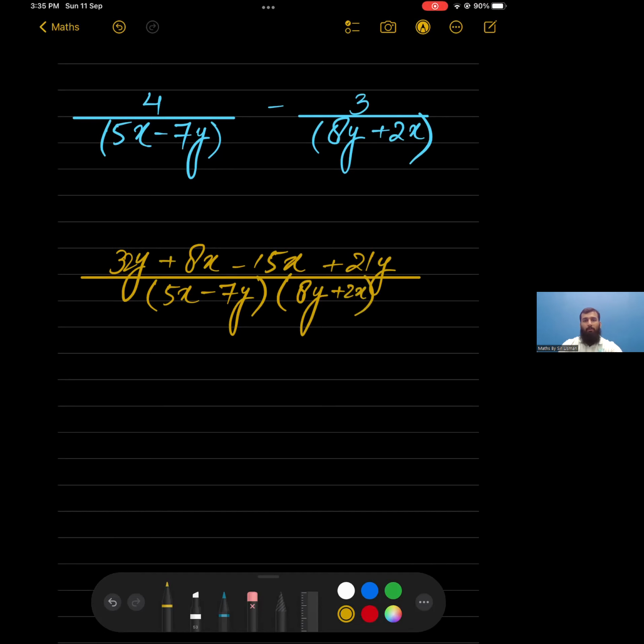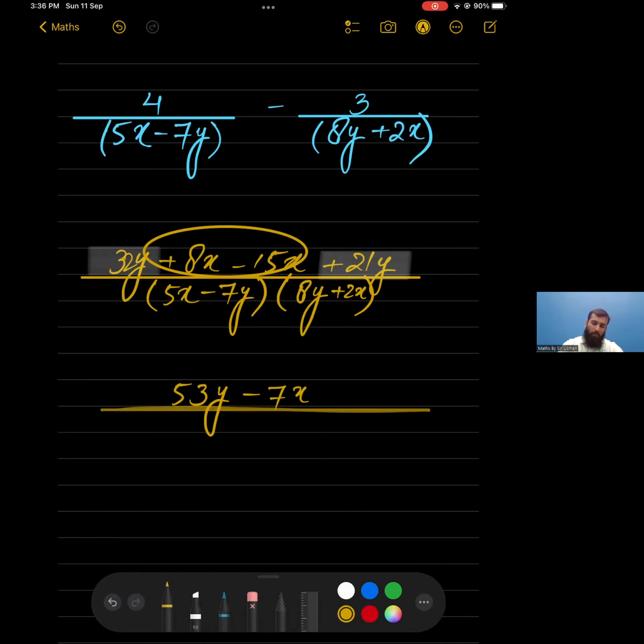Okay, if I just simplify this further, you will see that we have got 32 and 21 with y. So we'll be having 53y over here. Then in terms of x, we could reduce positive 8x and negative 15x into negative 7x. The denominator would again remain as it is, which is going to be 5x minus 7y and 8y plus 2x, just like this. So I hope this is perfectly clear.